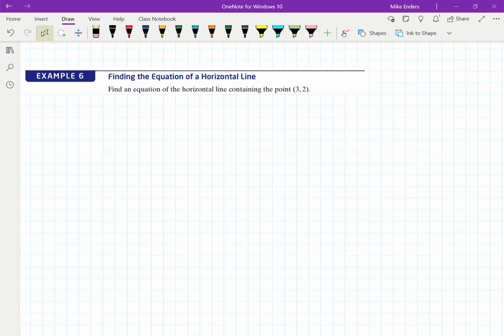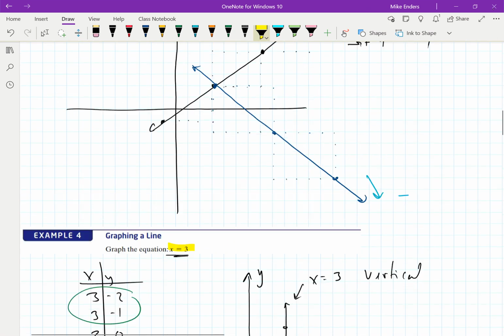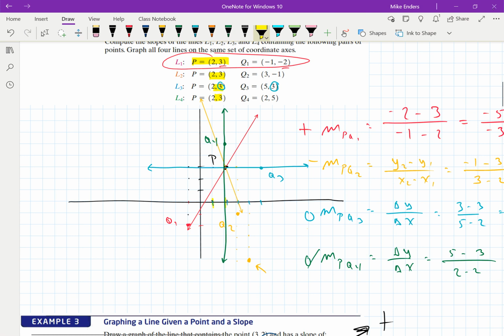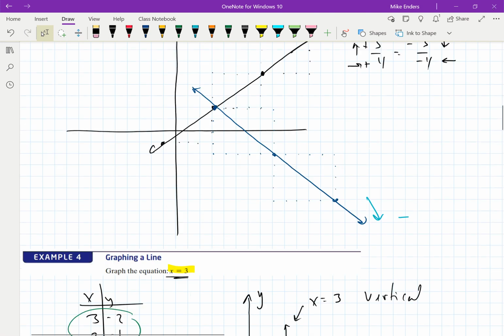If we go on to example 6, let's find the equation of a horizontal line containing the point (3, 2). So we've got a point. Our point is (3, 2). We weren't told specifically our slope, but we were told that we have a horizontal line. Previously, our horizontal line was this blue line, and the blue line had a slope of 0. Any horizontal line will have a slope of 0.